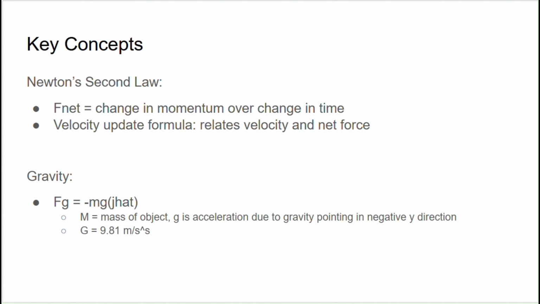Some key concepts. Here we're using Newton's second law, F net is equal to the change in momentum over the change in time. We also use the velocity update formula, which relates velocity and net force. And we also had to use gravity, so the force of gravity is equal to negative mass times g in the y direction. M is the mass of the object, and g is the acceleration due to gravity pointing in the negative y direction. For g, we used 9.81 meters per second squared.